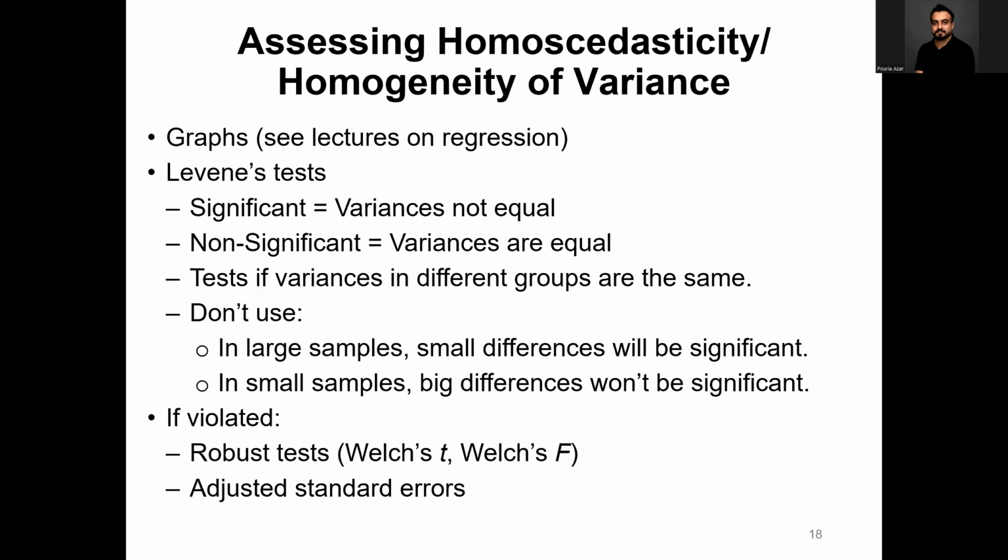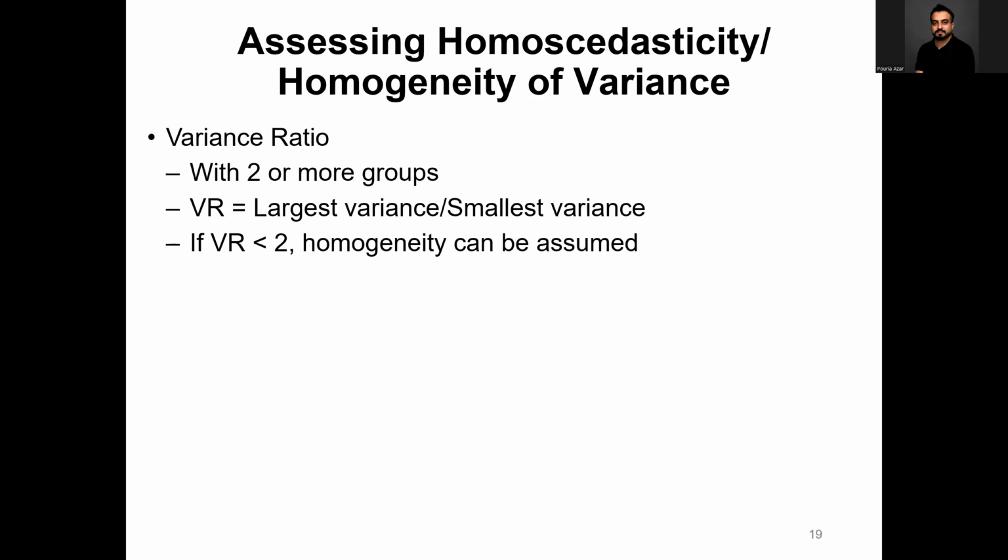So we want to see a non-significant Levene's test. If our Levene's test is not significant, we can conclude that the variances are equal and homogeneity of variance is met. And also we shouldn't use it in large samples and in small samples. If homogeneity of variance is violated, we can use different methods. We can use some robust tests, we can adjust standard errors, we can also use other techniques and other methods.